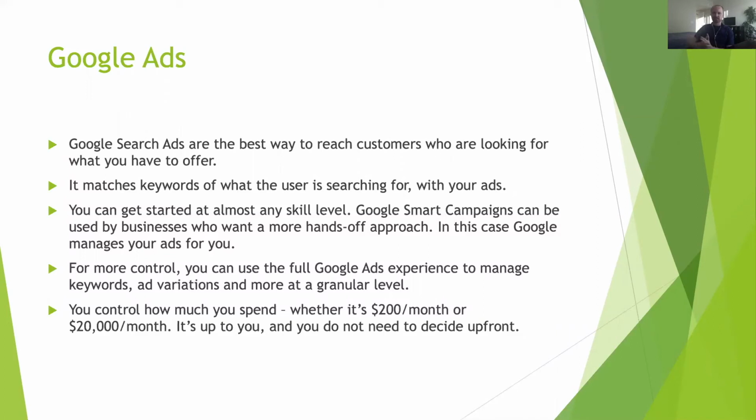And like I said earlier, you can get started at pretty much any skill level on Google search ads. Google has what's called smart campaigns, which will let you set up campaigns that are pretty much fully automated. You go through a couple steps, which I'll show you in just a minute here. You provide some information, and Google creates the ad for you, and it runs it for you. And it's a good way to get started.